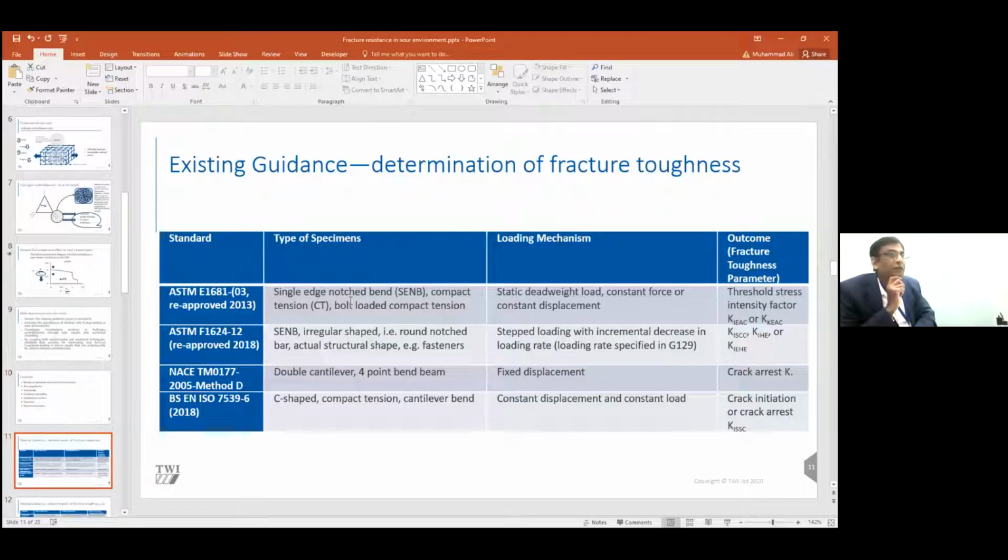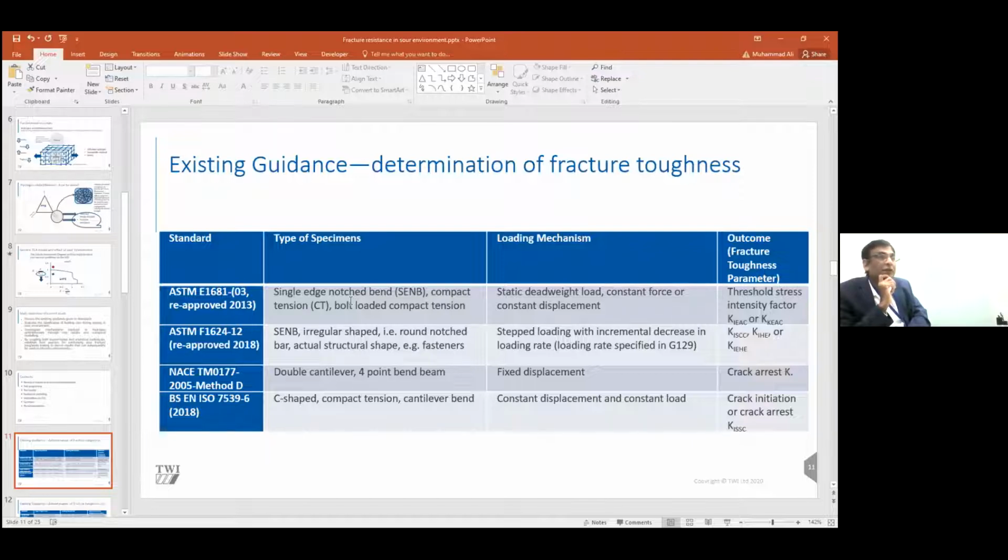We started our work by reviewing different standards, and as you will appreciate, determining fracture resistance under sour service conditions is one of the active research areas. There are several challenges which we practically experience when we try to execute a test program.